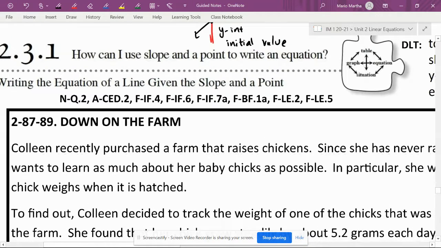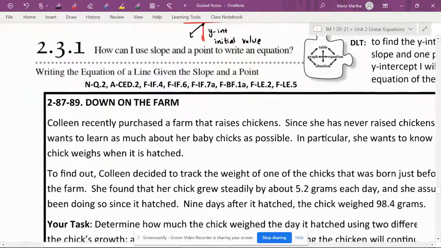So during this lesson, you're going to develop an algebraic method for writing the equation when we have the slope and at least a point of a line. So let's start off with the first question down on the farm.